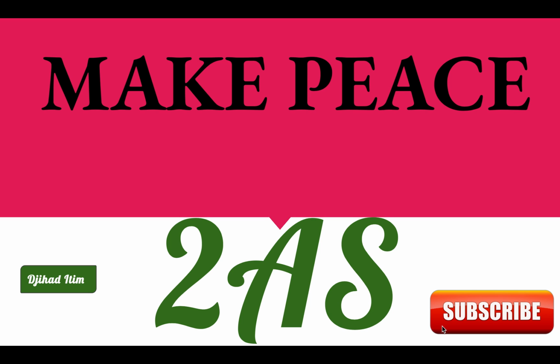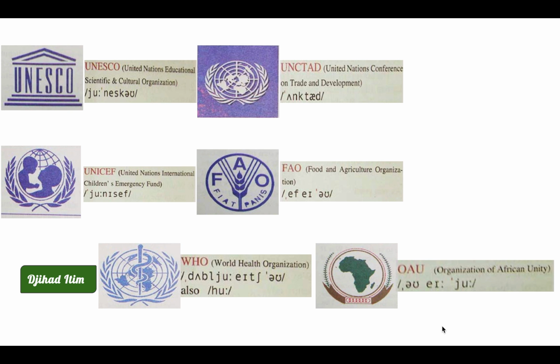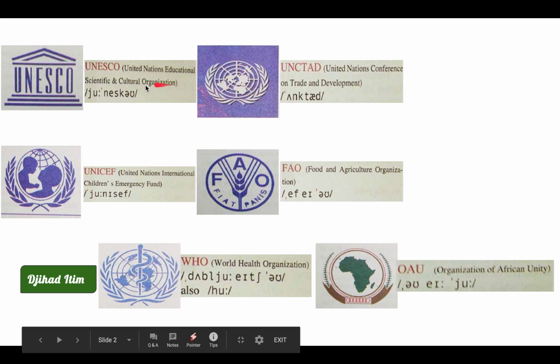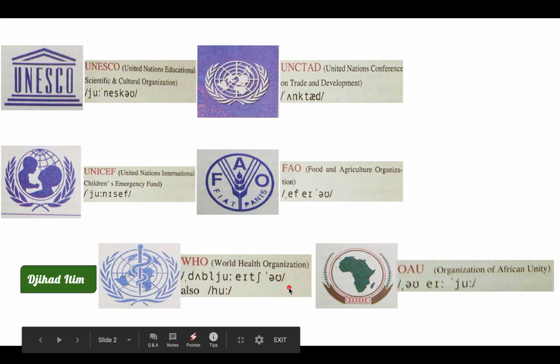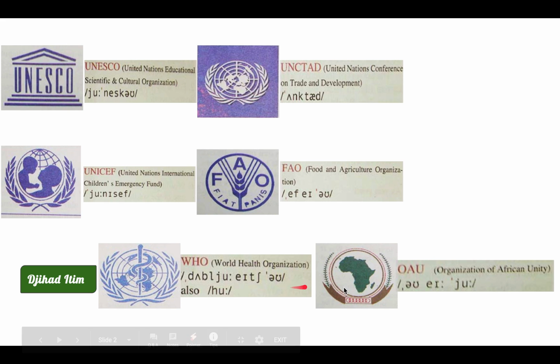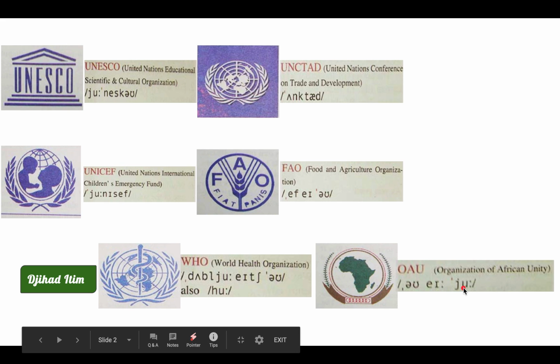Today's lesson will be about this unit, Make Peace, Level 2. These pictures represent different organizations. The first one, United Nations Educational, Scientific and Cultural Organization. Second, United Nations Conference on Trade and Development. Third, United Nations International Children's Emergency Fund. Fourth, Food and Agriculture Organization. Fifth, World Health Organization. And the last one, Organization of African Unity.